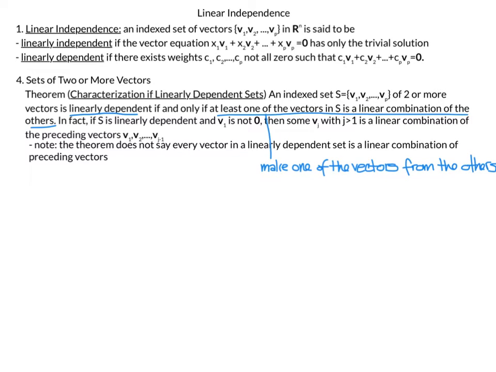In my tinker toy kind of analogy, the idea of one of the vectors being a linear combination of the others corresponded with being able to make one of the vectors from the other vectors. The statement goes on and says, in fact, if S is linearly dependent and v1 is not 0, then some vj, with j greater than 1, is a linear combination of the preceding vectors. We'll look at an example of that in just a minute. But I have one other note: this theorem does not say that every vector in a linearly dependent set is a linear combination of the preceding vectors. Again, we'll look at an example of that in a moment.